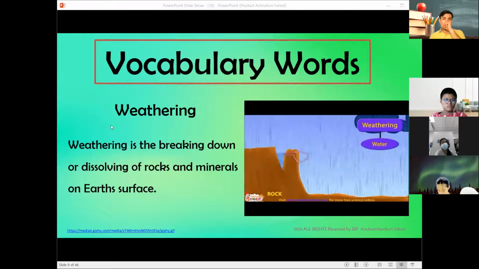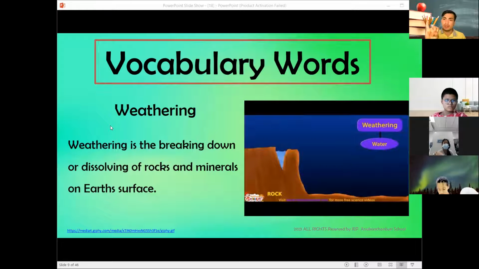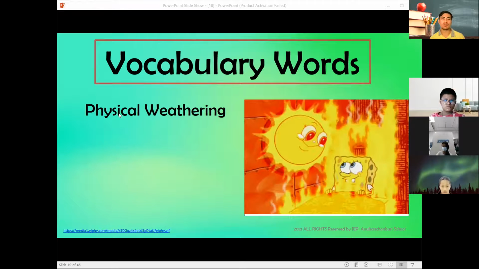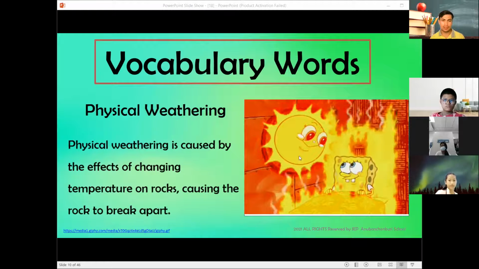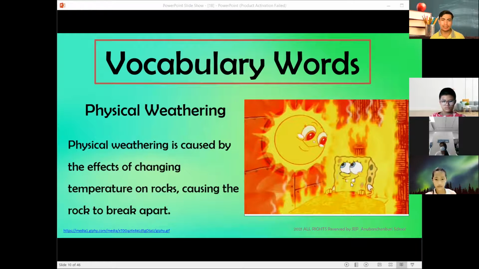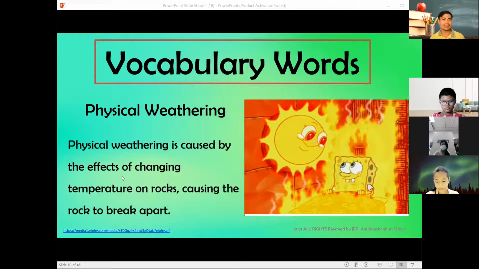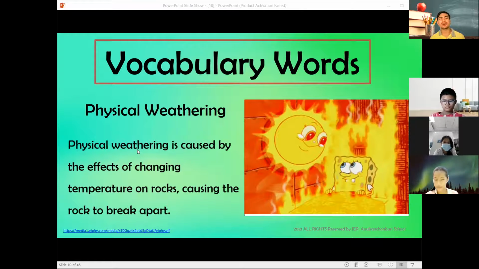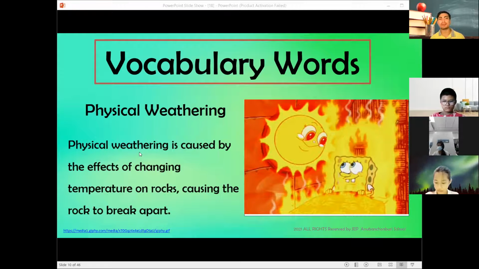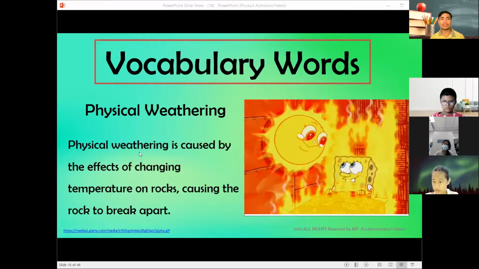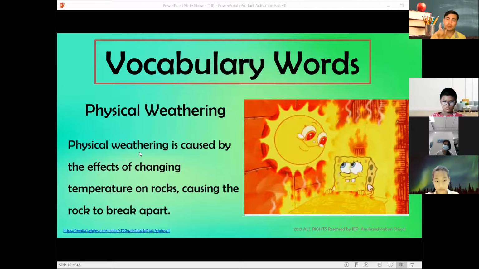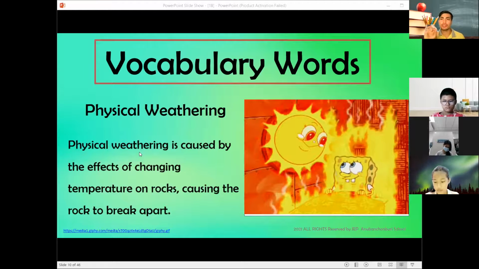The reasons for this are gravity, water, and temperature. Please remember that. Those are the factors involved in weathering. So, physical weathering. Here you can see SpongeBob getting burned. Physical weathering is caused by the effects of changing temperature on rocks, causing the rock to break apart.